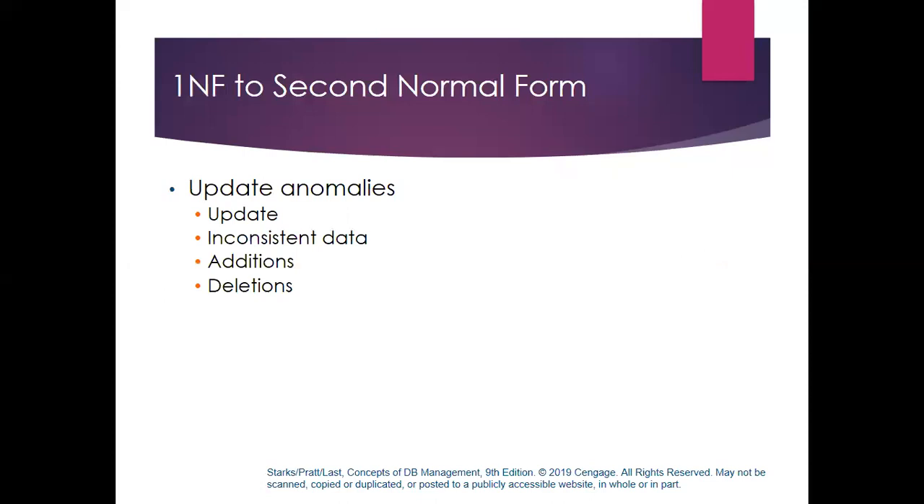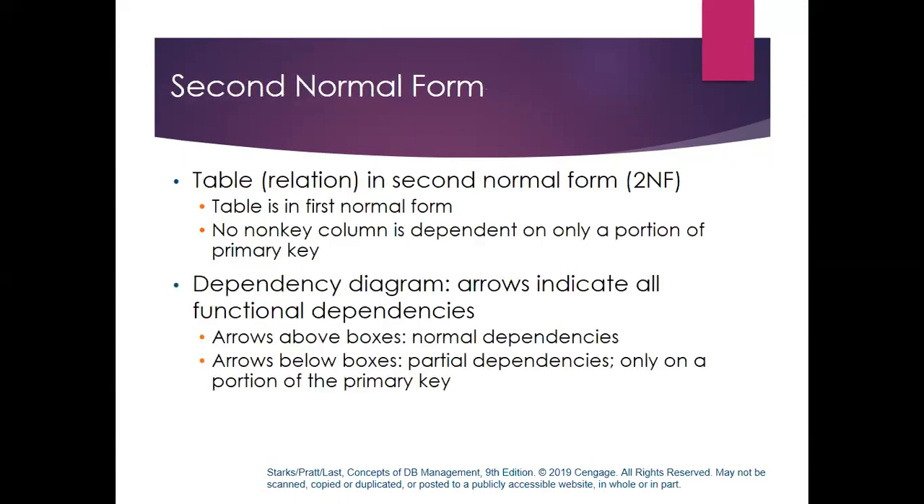Other problems which may occur in a table in first normal form are anomalies such as update, inconsistent data, additions, and deletions. A table or relation is in second normal form when it is in first normal form and no non-key column is dependent on only a portion of the primary key.